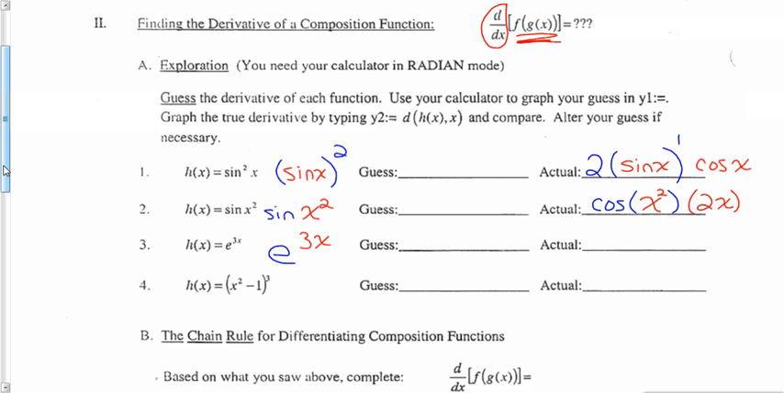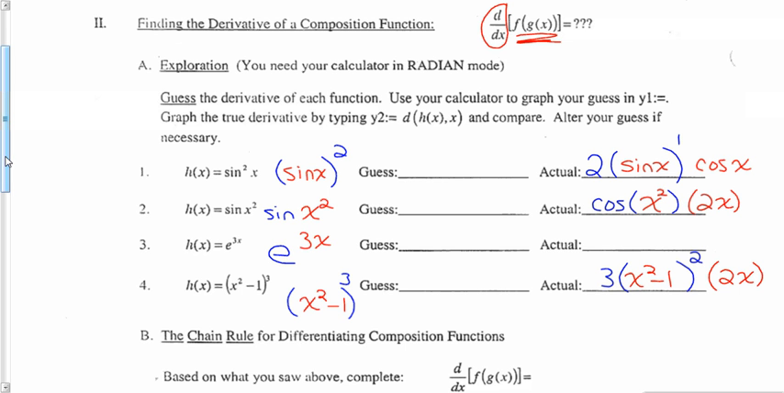Number 4, let's identify our inside. The inside, the first thing I do to x when I plug it in, is I square it and subtract 1. Once I have done that and found a value, I'm going to take it and raise it to the third power. So now to do the derivative, I'm going to start on the outside. I had something raised to the third power, which means now I'm going to have something raised to the second power, and I'm going to have taken the exponent out front and multiplied by 3. The inside stays exactly the same, x squared minus 1. Then I need to be sure and multiply by the derivative of the inside, which is 2x.